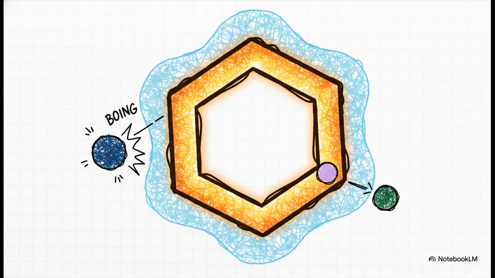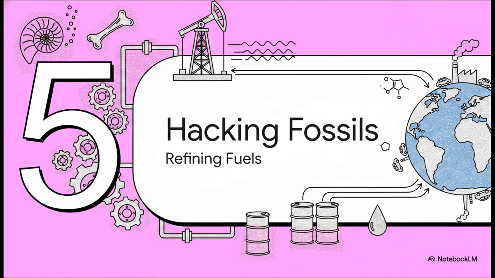Because it's so stable, its chief chemical reaction isn't addition. It absolutely refuses to break that ring easily, so it actually prefers substitution instead, just like our stable alkane friends. Okay, Section 5, refining fossils into fuels.